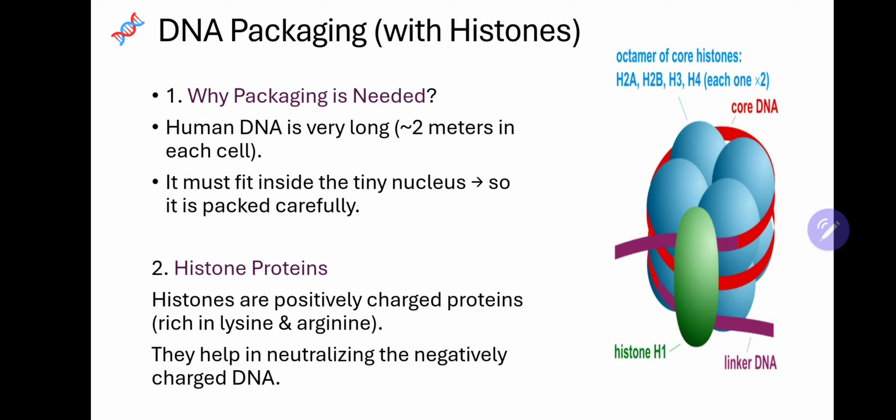So what are histone proteins? These are positively charged proteins, and we all know that DNA is negatively charged. Why is DNA negatively charged? Because it consists of phosphate groups. So DNA is negatively charged while the histones are positively charged molecules.